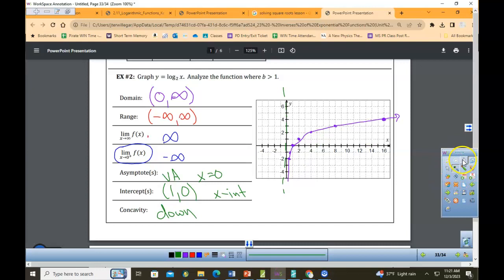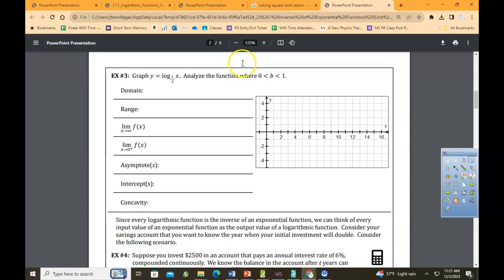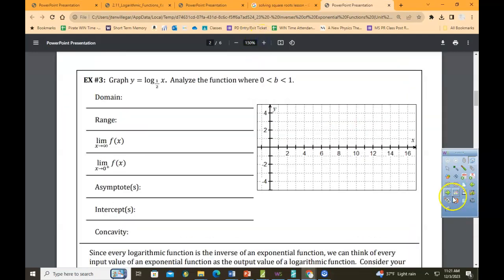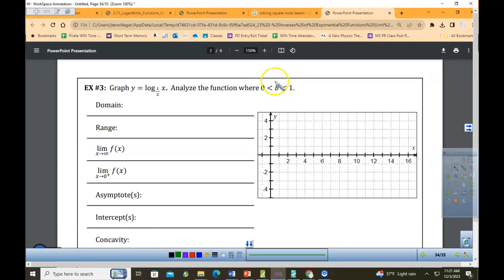Okay? We got one more to look at. Compare and contrast, and do this analysis. What's going to happen if we take our b and put it between 0 and 1? So remember, we're changing this into a decay function. The other one was a growth, right? Because b was greater than 1. If b is in between 0 and 1, it becomes a decay.